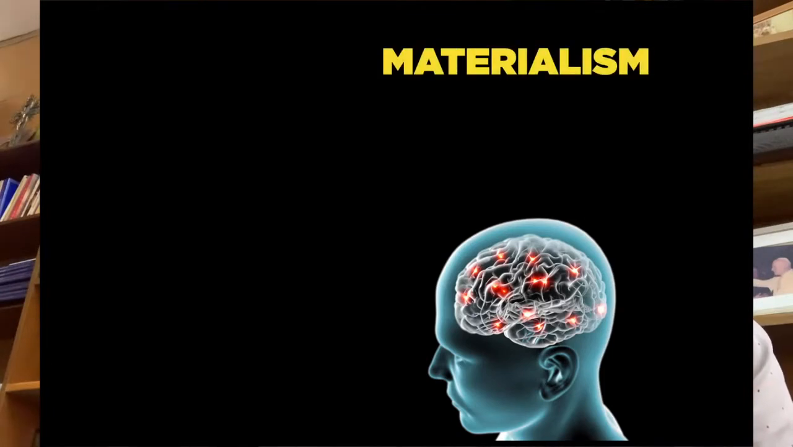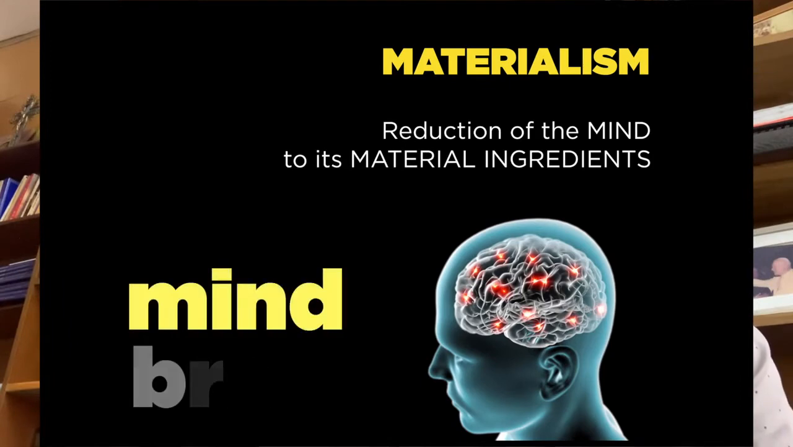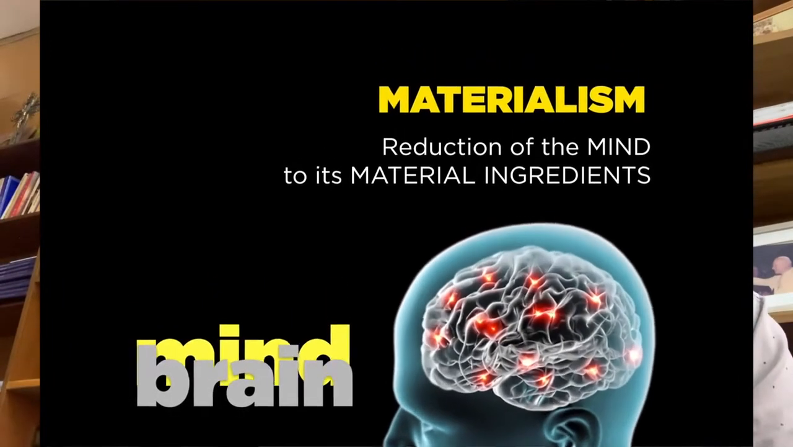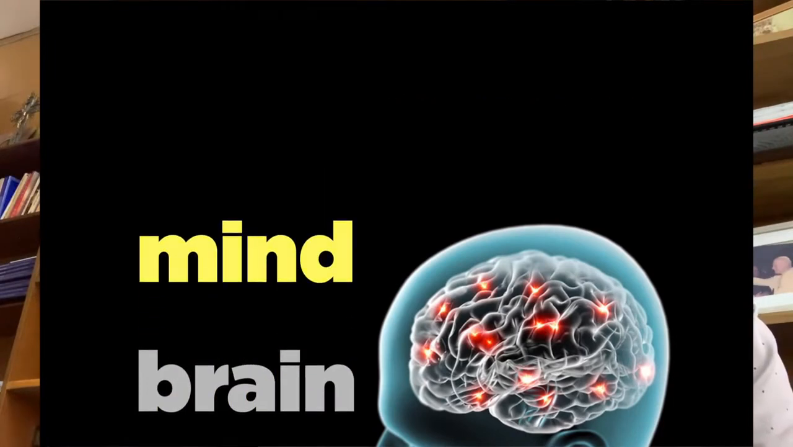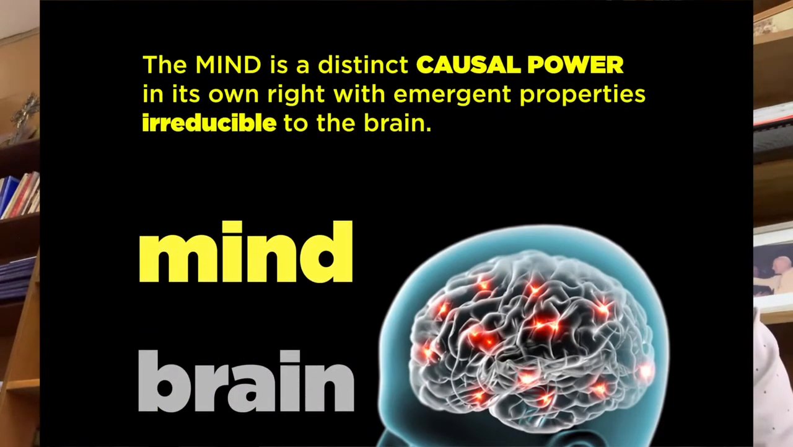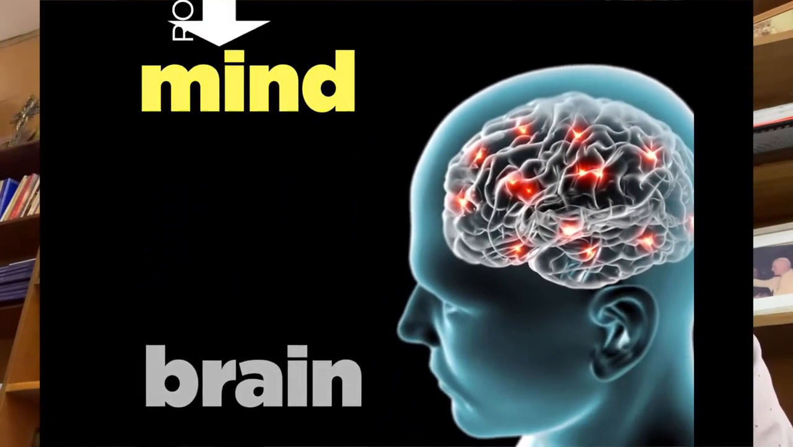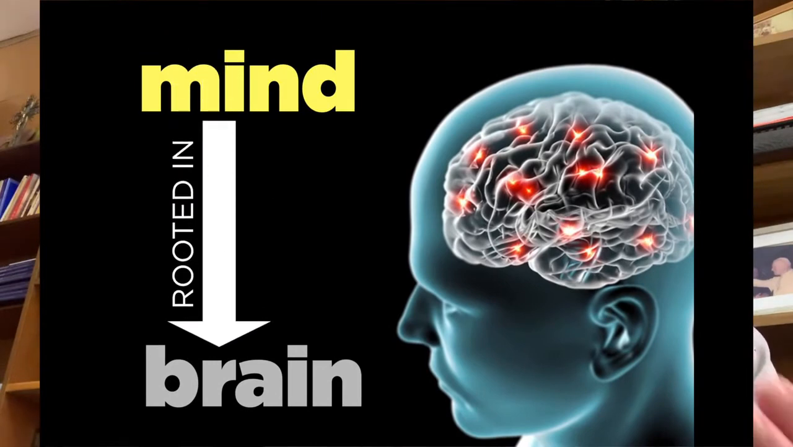Another form of reductionism that pertains to the mind is materialism, when the mind is reduced to its material ingredients, in a word, to the brain. According to ontological emergence, our mind is a causal power in its own right, with emergent properties irreducible to our brain. No doubt, the mind is rooted in the human brain. Without the physical brain, without a living brain, there can be no human mind.